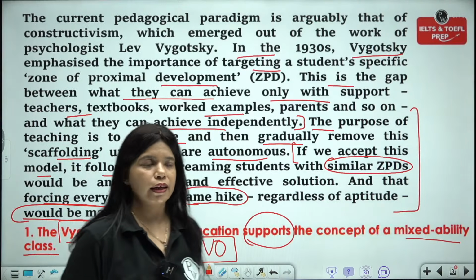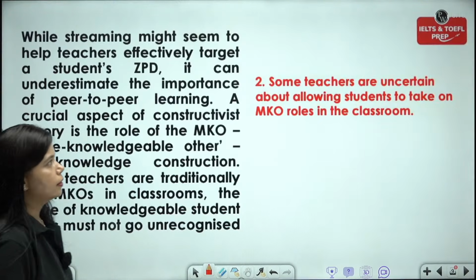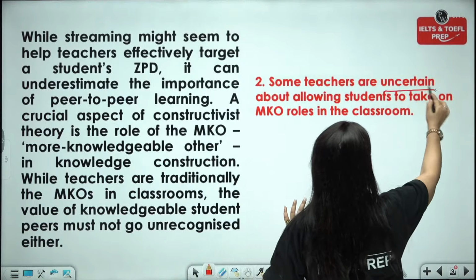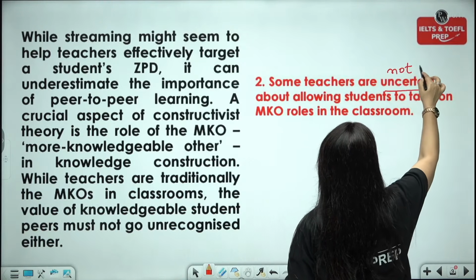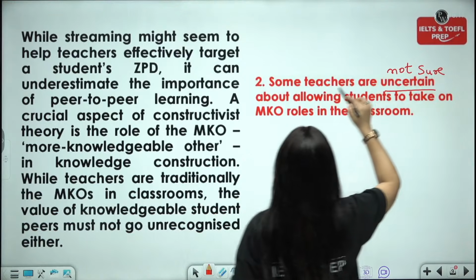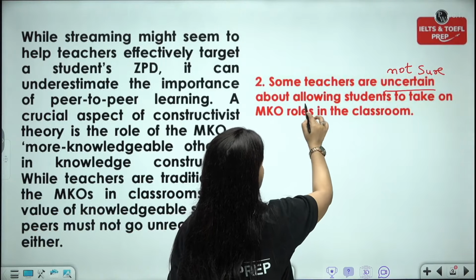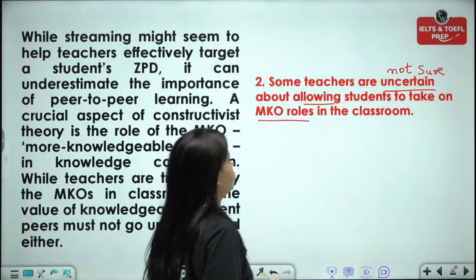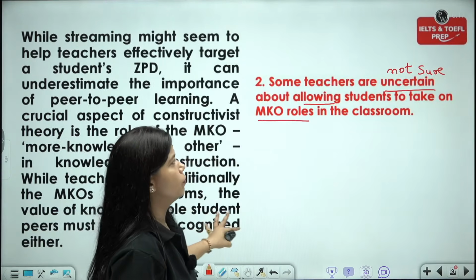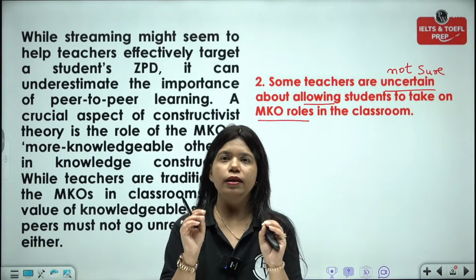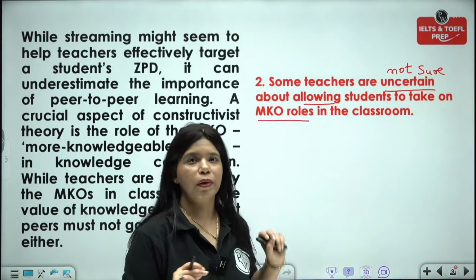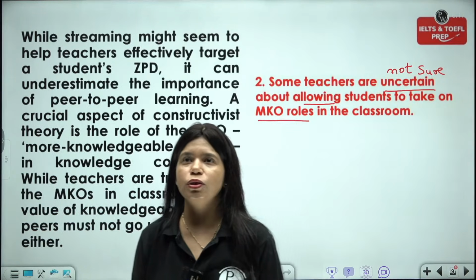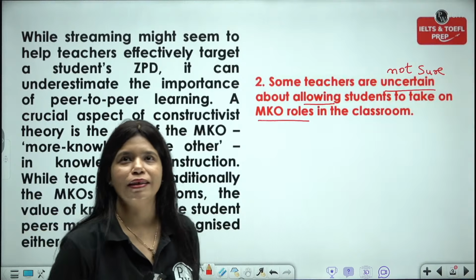Let's take a look at the second question now. It says, some teachers are uncertain. Uncertain means they are not sure. Some teachers are not sure of what? So some teachers are uncertain about allowing students to take on MKO roles in the classroom. And what's MKO role? It's written over here. You need to see whether teachers are uncertain about this MKO role or whether they are not certain about it. Read and post your answers in 2 minutes by 4:19. Off you go.